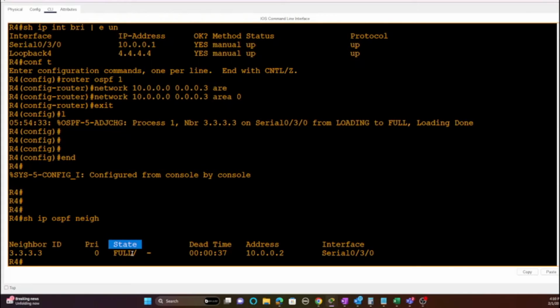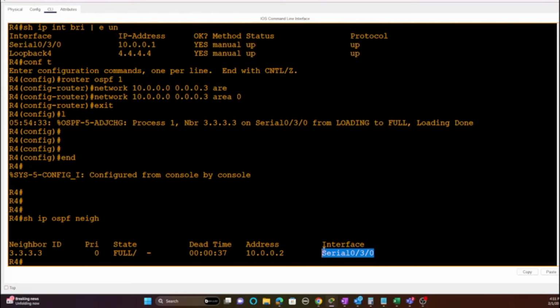And full means that we're fully adjacent neighbors, meaning we've exchanged information. We told each other about the network types. We've told each other about everything that we need to know. Then right here, this is the address of your neighbor, the IP address of the neighbor, and the interface that the neighbor has that IP address configured on. Again, this is all the neighbor's information.